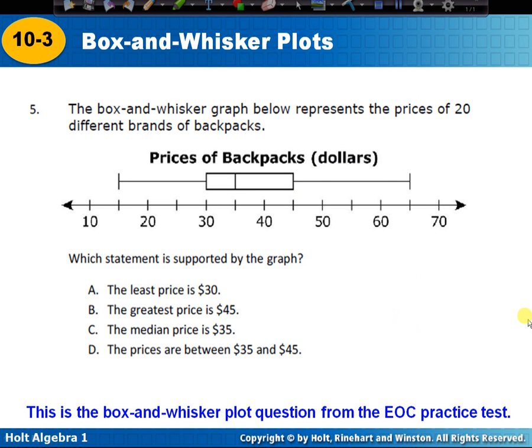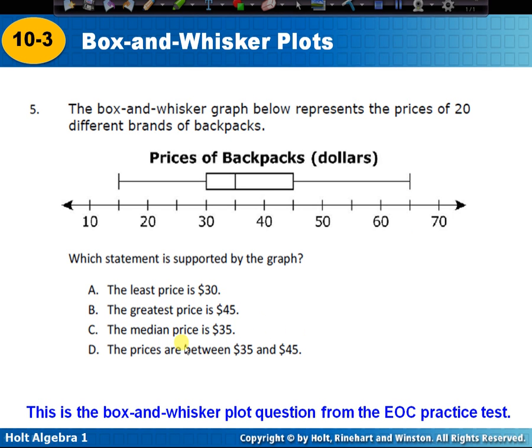All right, number 5 says the box and whisker graph below represents the prices of 20 different brands of backpacks. So we have the price of backpacks in dollars. It says which statement is supported by the graph. So you're looking for the statement that's true. Statement A says the least price is $30. So if I look here at my least price, it's actually $15. So it's not A. The greatest price is $45, so my greatest price would be my maximum. My maximum here is $65, not $45, so that one's not correct.